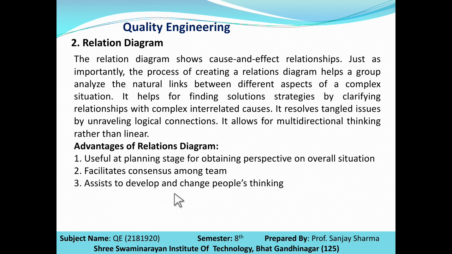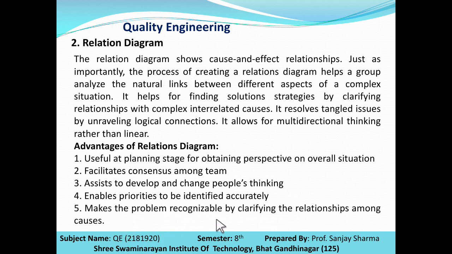Third is assisting to develop and change people's thinking. As people start thinking in different directions, it assists to develop and change their thinking. Fourth, it enables priorities to be identified accurately. So I think this is the common point between the affinity diagram and the relation diagram. It makes the problem recognizable by clarifying the relationship among causes.